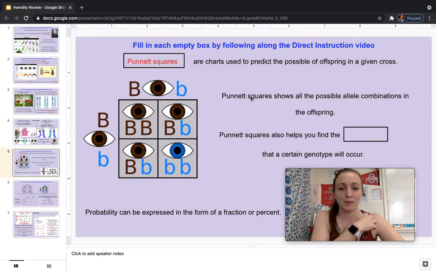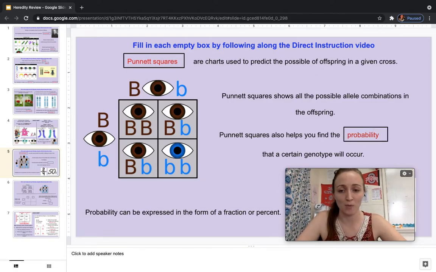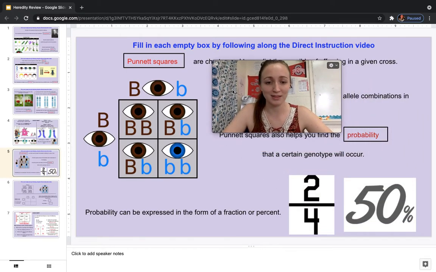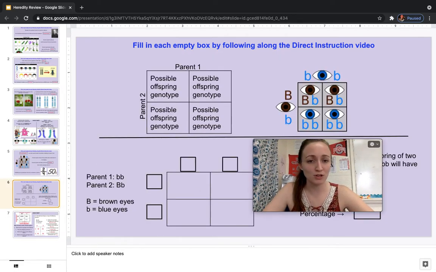So again, Punnett squares show all the possible allele combinations of the offspring, because you have one allele being donated from one parent and another allele being donated from the other, and it can help you find the probability that a certain genotype will occur. Probability, if you remember from math class, sorry to bring more math into this, can be represented in either a fraction or percentage, and we'll practice both, right? So how do we even use a Punnett square?